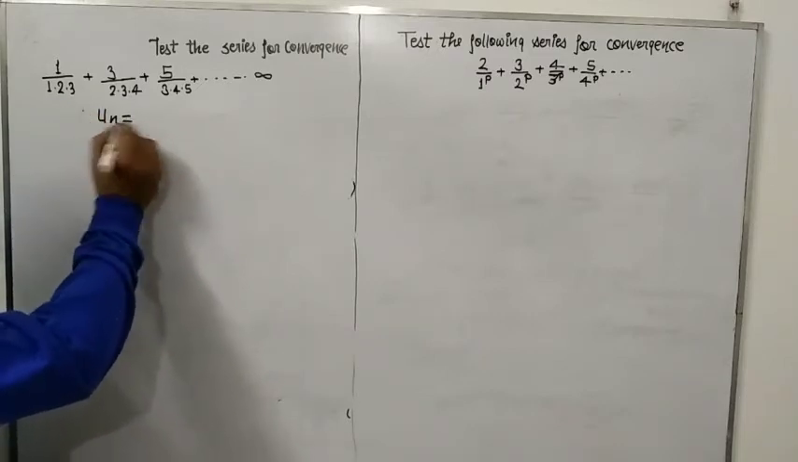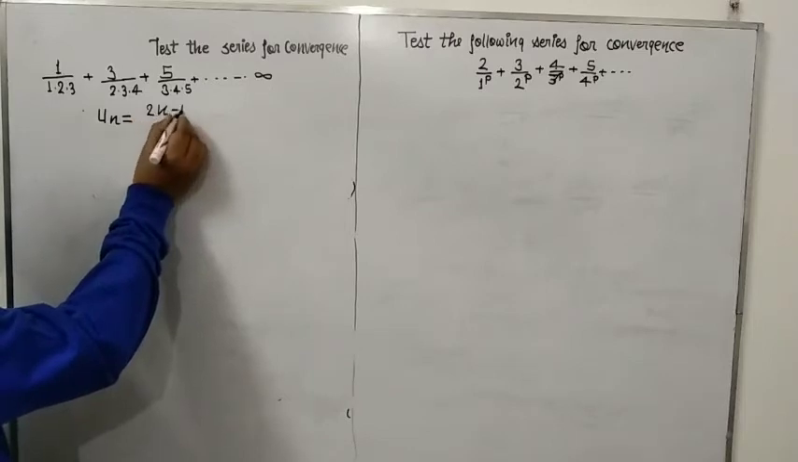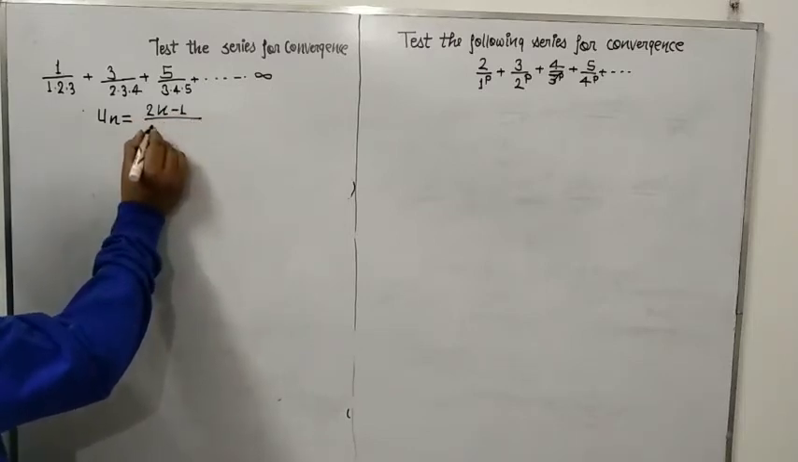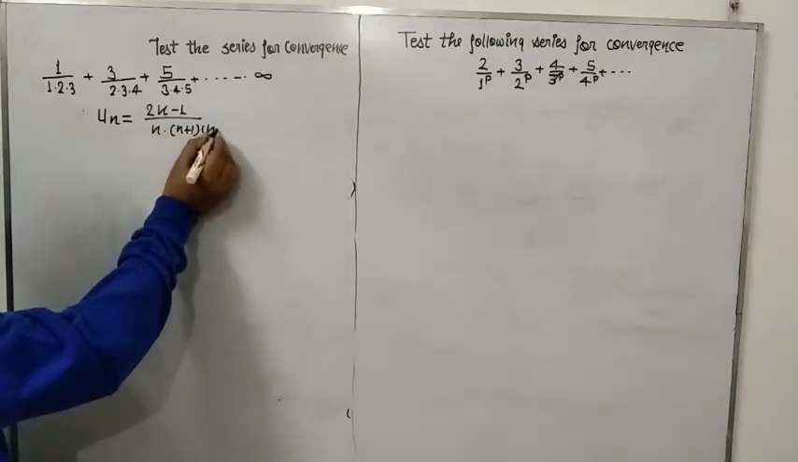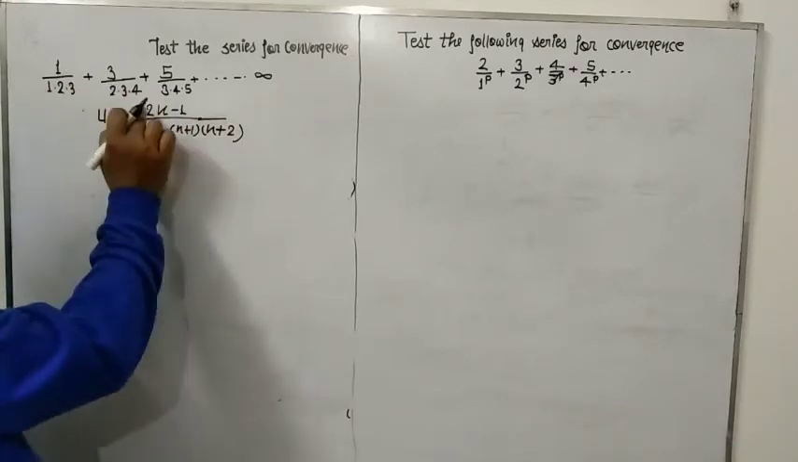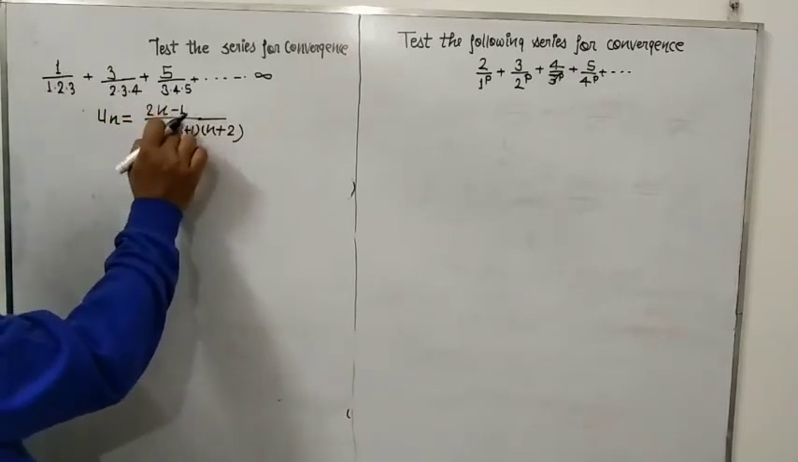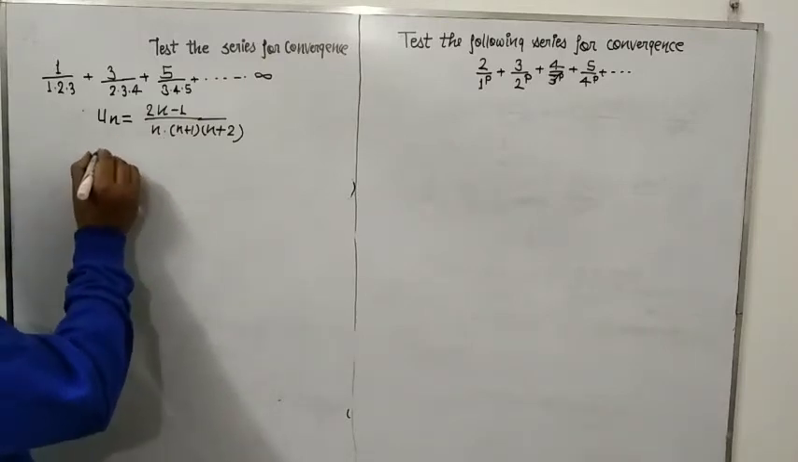We write un is equal to (2n minus 1) upon n into (n plus 1) and (n plus 2). We write this series in compact form where the numerator term is denoted by 2n minus 1 and the denominator is denoted by n, n plus 1 and n plus 2.